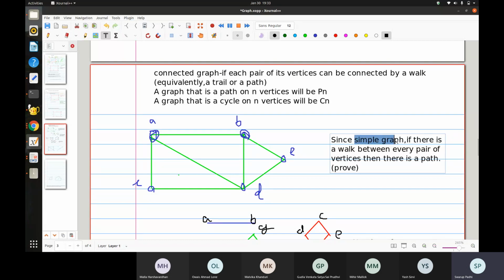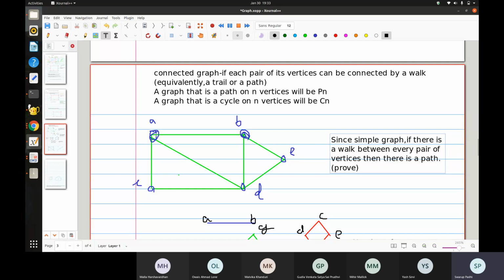And this holds only for a simple graph, because if that is not a simple graph, then there is a difference in the definitions, and there you will find some contradiction or some counterexample why this is not true. So suppose you claim that this graph, as you see, is connected. The definition says that each pair of its vertices can be connected by a walk. Now, if it is a simple graph and it is connected, then if there is a walk between any two vertices, there is also a path between those vertices. Because in a walk, we do allow repetition of edges and repetition of vertices, but in a path, we don't allow either of them.